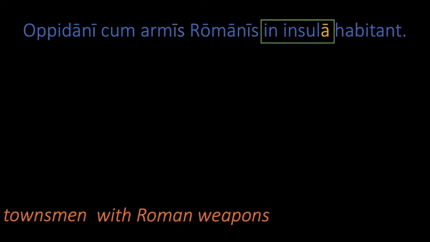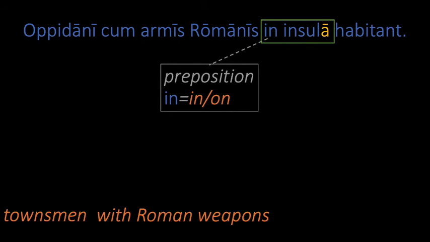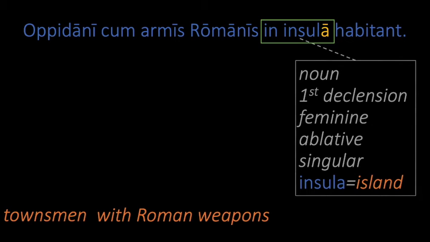Next we have in insula. In is the Latin preposition meaning in or on. It can take the accusative or the ablative, depending on whether it is used to express location or direction. Here it is used to express location, as we see it followed by an ablative. Insula is a first declension noun meaning island. It is the object of the preposition in. Together, these words give us on the island.